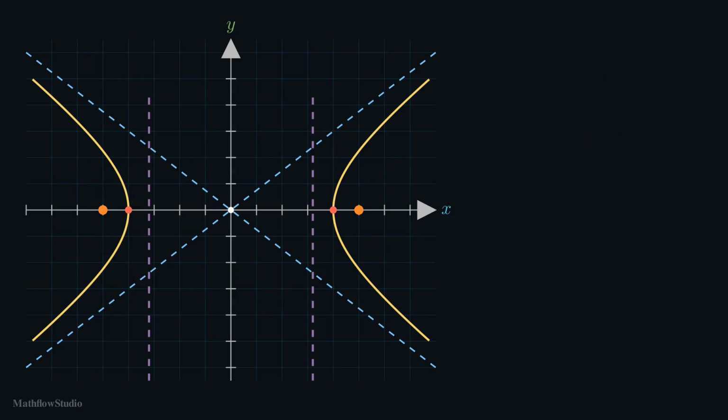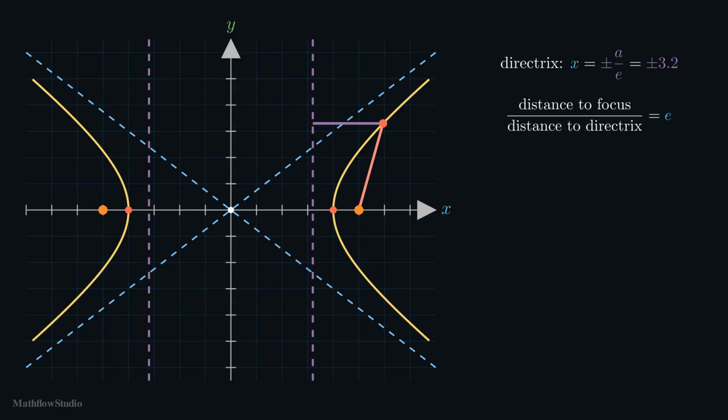Each focus also has a matching vertical line called a directrix. For a hyperbola, the directrix sits between the center and the vertex, closer in than you might expect. Take any point on the curve and measure its distance to the focus and to that directrix. The ratio of those two distances is the eccentricity. Watch what happens as the point slides along the branch. Both distances change, but the ratio never moves off 1.25, the eccentricity, every single time.